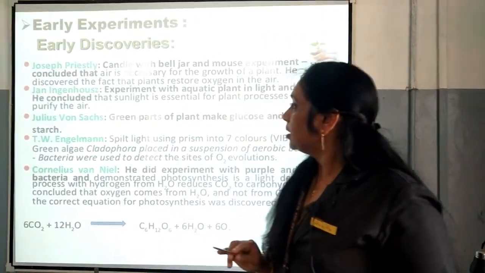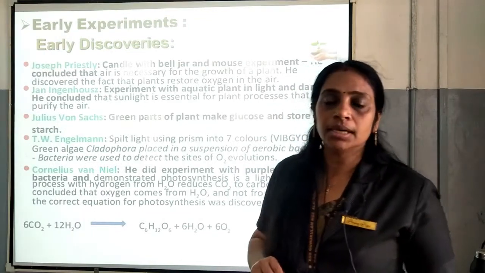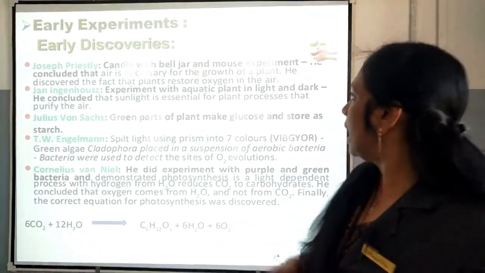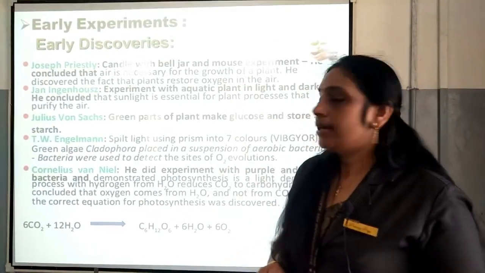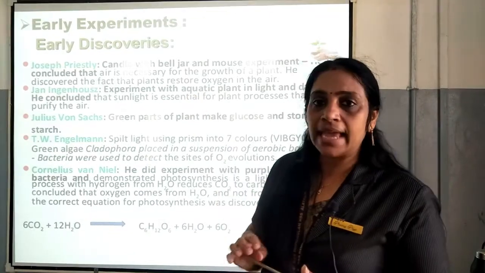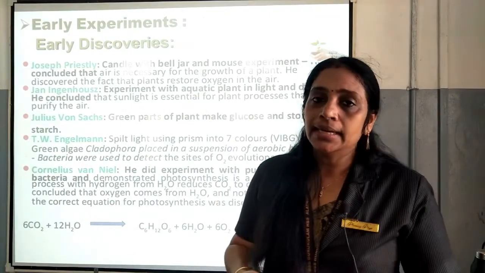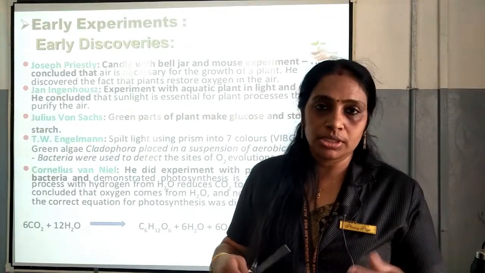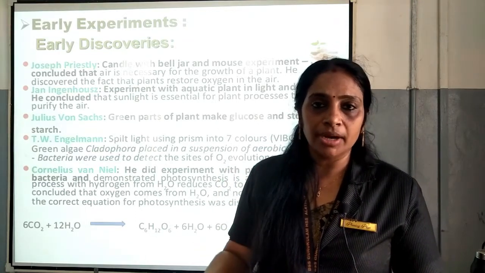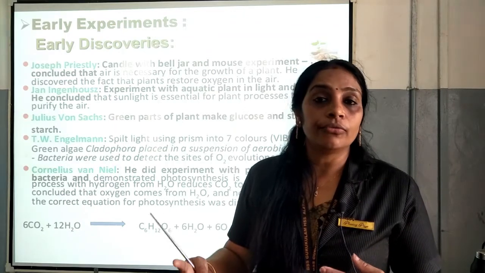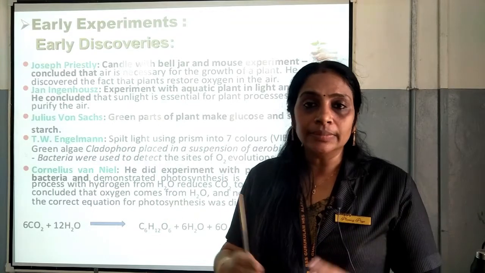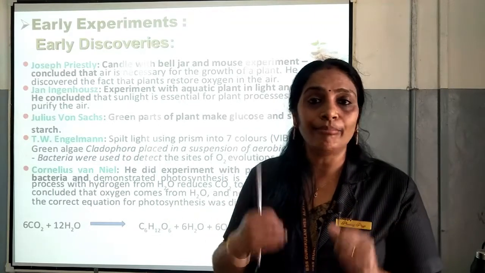Joseph Priestley conducted an experiment with a candle placed in a bell jar and a mouse also there. In the first experiment with the bell jar in which candle and mouse were there, he found that the mouse was dead because the candle which was lighted was releasing carbon dioxide and there was no fresh air to clear the polluted air in the bell jar.